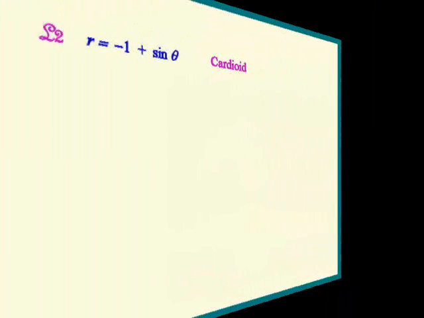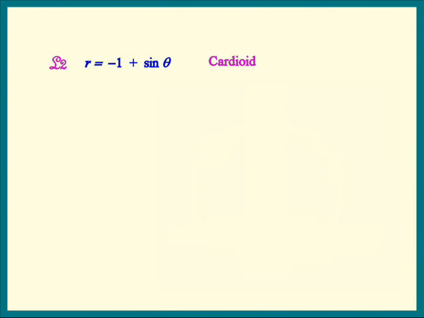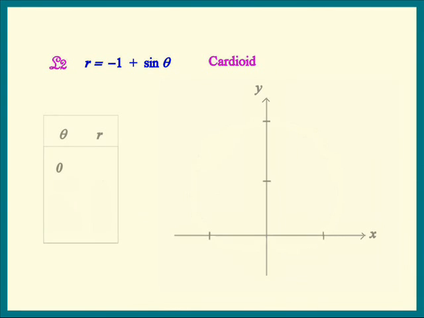Okay, limaçon number 2. Let's plug in points. When theta is 0, sine 0 is 0, r is negative 1. So where's that point? There it is, because we have to jump to the opposite side. When theta is pi over 2, sine pi over 2 is 1, r is 0. We get the pole. When theta is pi, sine pi is 0, r is negative 1. So jump to the other side, and there's that point.